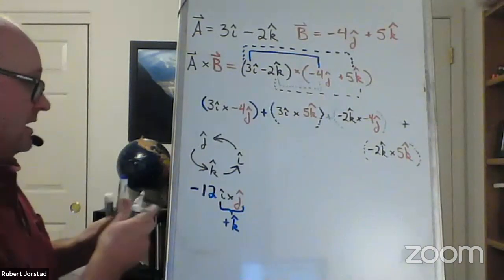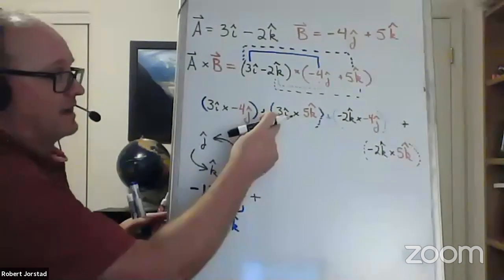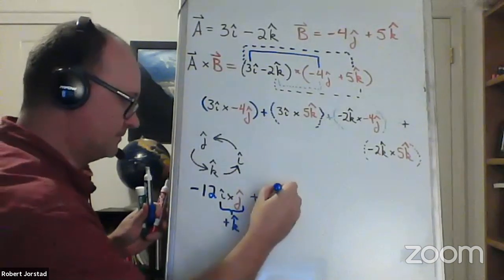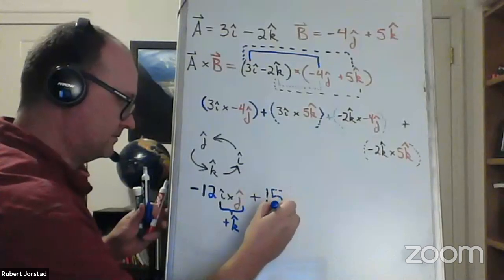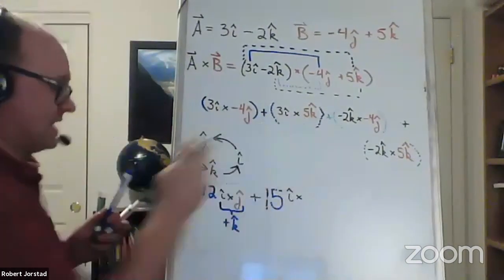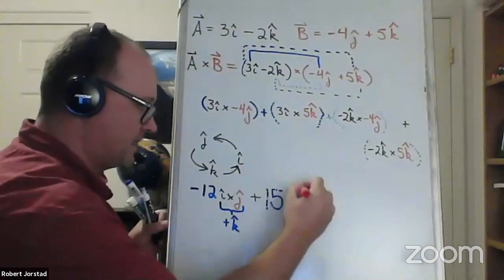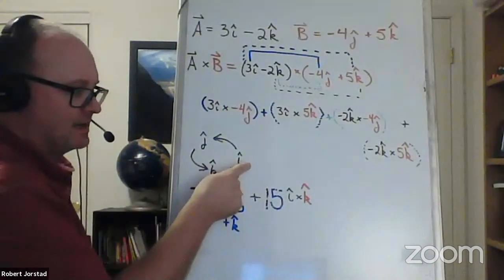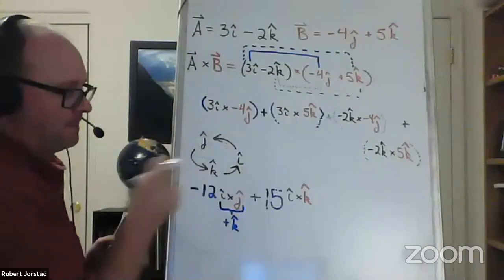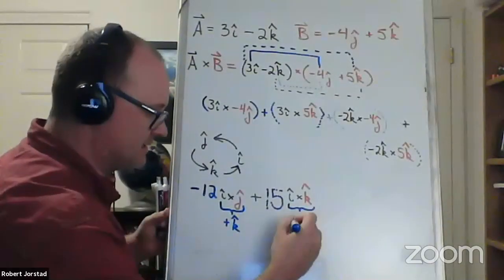So next, I've got a 3 times a 5. That's 15. So that's the 3 and the 5. And notice I get an I hat crossed with a K hat. How do I do this? I'm starting at I goes to K goes to, what do you think? Somebody unmute. Would it be J or negative J? What do you think? A negative J? Exactly. Why? Because you're going backwards? Yeah, I'm going the wrong way, so I get a negative J hat. Nice job. And so that's how we use this trick.